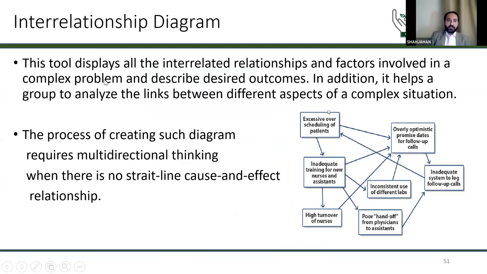The last tool is the interrelationship diagram. With the interrelationship diagram, we have one problem and there are many possible causes. Like you see here, overly optimistic promise dates for follow-up calls. Now this happened, there are many calls coming that you promise them. So what's the problem? Excessive over-scheduling of patients, inadequate training of the new nurses and assistants, high turnover of nurses, poor handoff, inconsistent use of different labs, inadequate system of log. All these problems are making this issue.